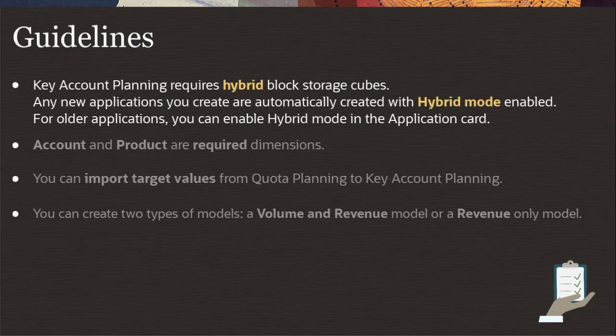Key Account Planning requires hybrid block storage cubes. Account and product are required dimensions. You can import target values from Quota Planning to Key Account Planning. You can create two types of models, a volume and revenue model or a revenue-only model.